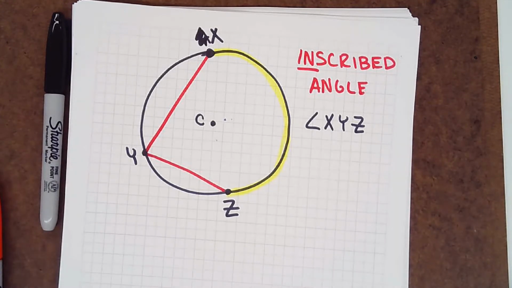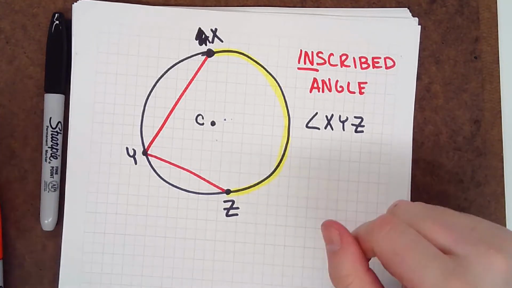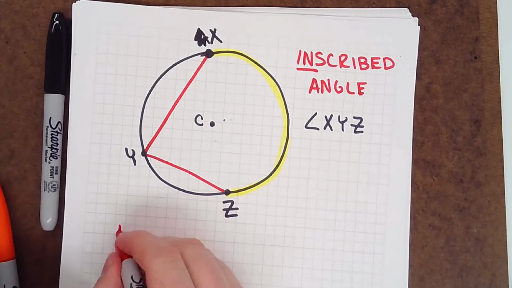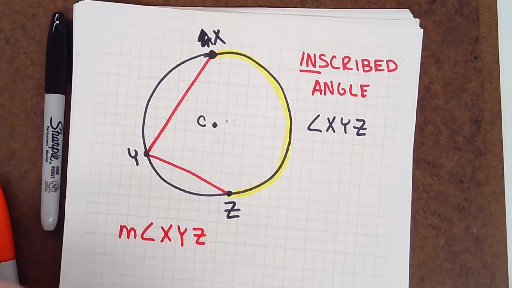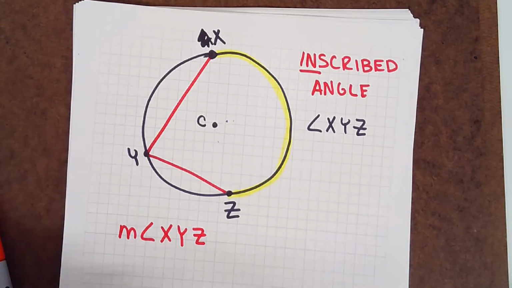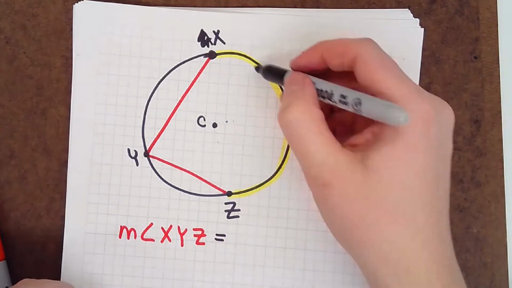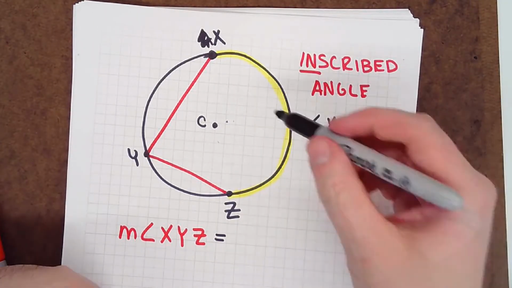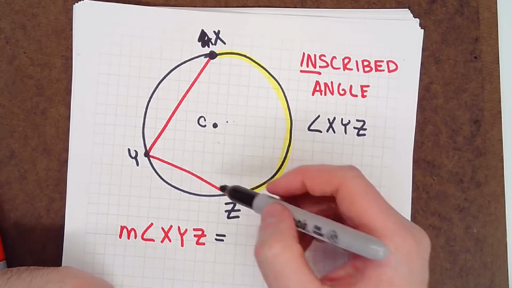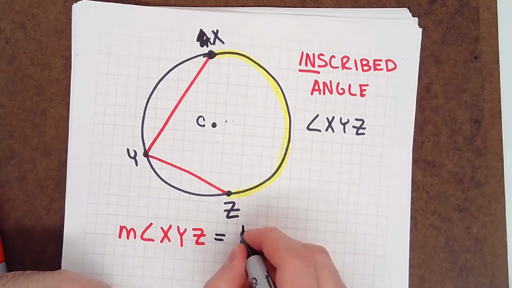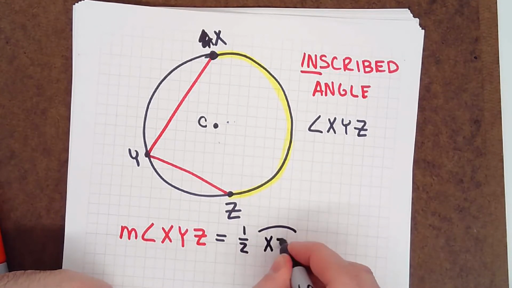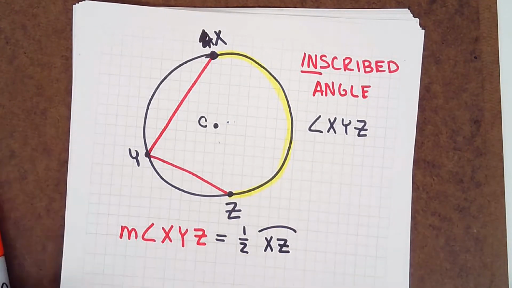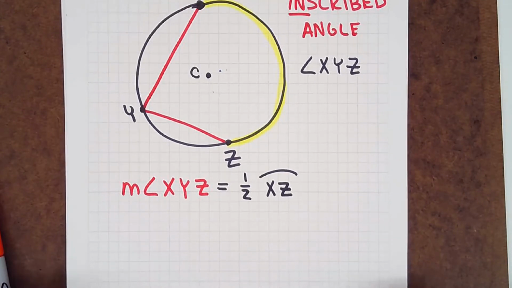So it turns out the relationship here is that this angle's measure, the measure of angle XYZ, is going to be equal to half the arc that it subtends. So whatever this value is, we're going to divide that by 2, and that's going to get us our angle here. So I'm going to write that, half of arc XZ. So that's the relationship.